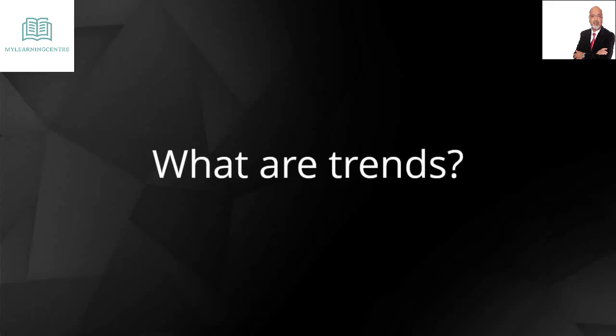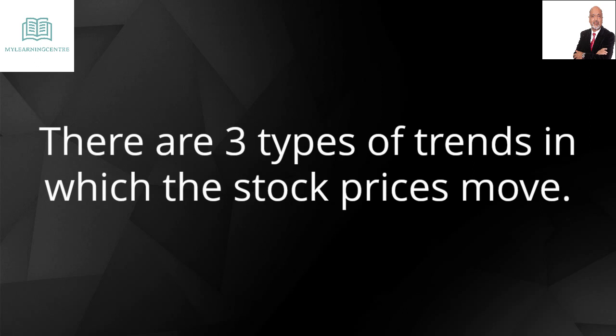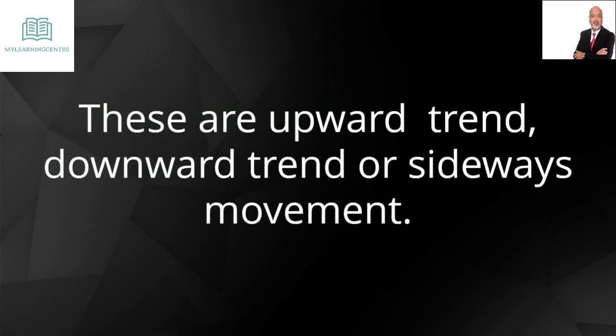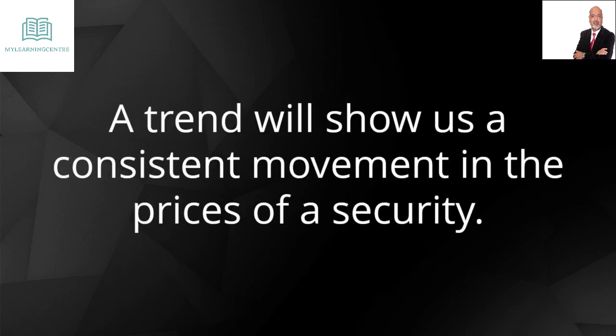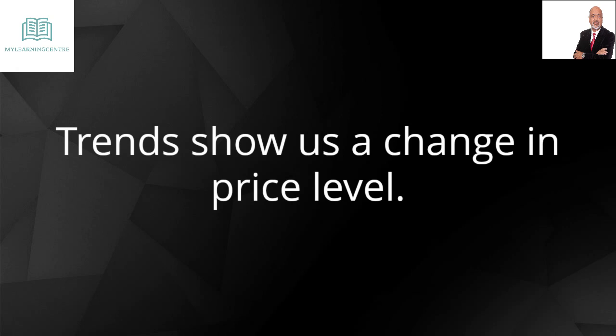What are trends? There are three types of trends in which the stock prices move. These are upward trend, downward trend, or sideways movement. A trend will show us a consistent movement in the prices of a security. Trends show us a change in price level.